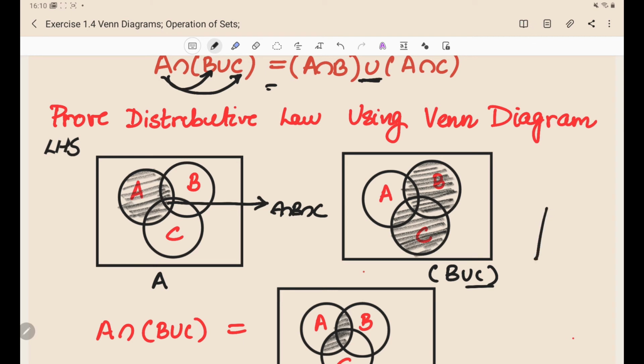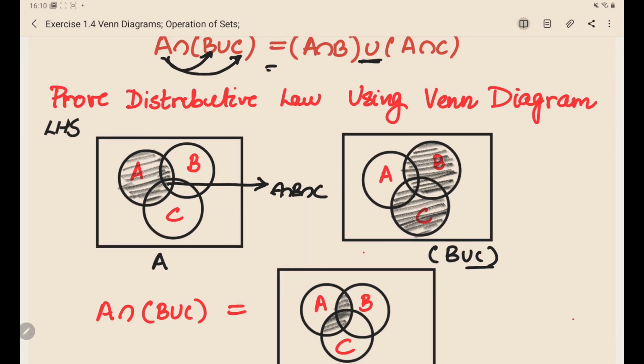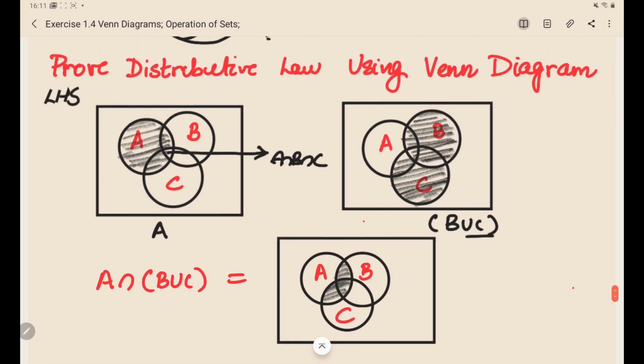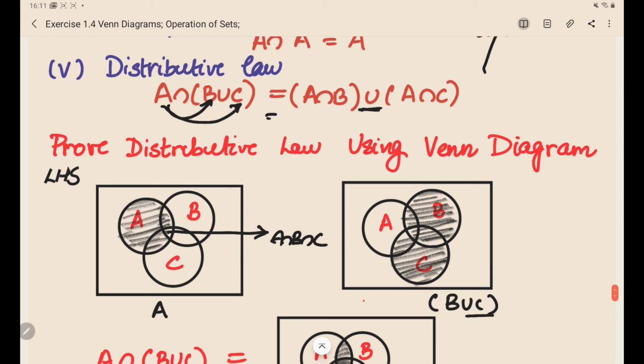Okay. Now let's discuss the second part. We have only covered the LHS. Now we have to discuss what the RHS is. Before going to RHS, what is LHS? A intersection B union C, right? RHS, we have two terms. A intersection B first we have to take, and also we have to take the union with A intersection C.